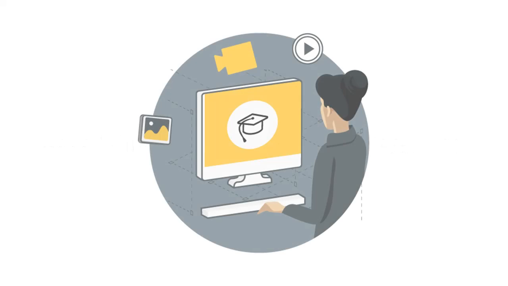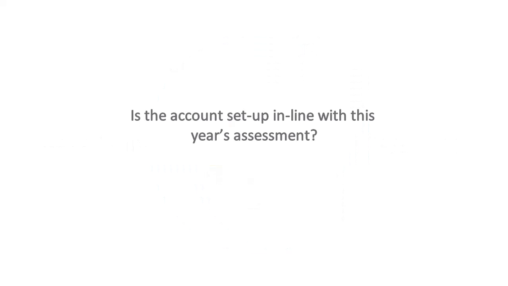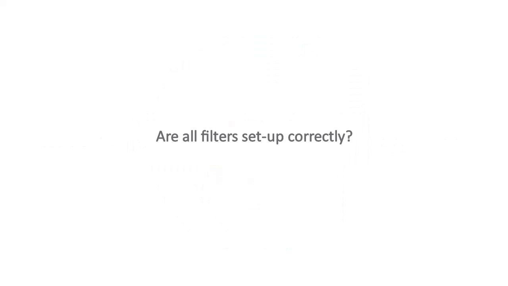This is video 2 of the iTRACK training series, getting you ready for September. This video will be covering: is the account set up in line with this year's assessment? Are all the filters set up correctly? And does historic data need locking down? Let's start at looking at checking this year's assessment.